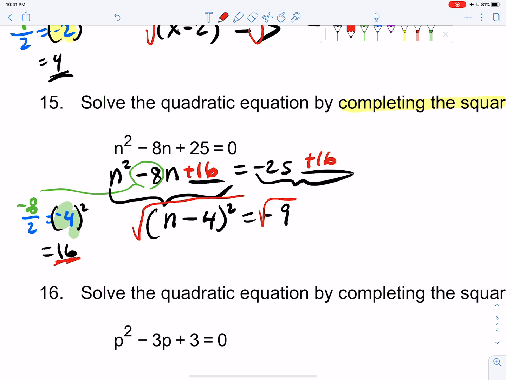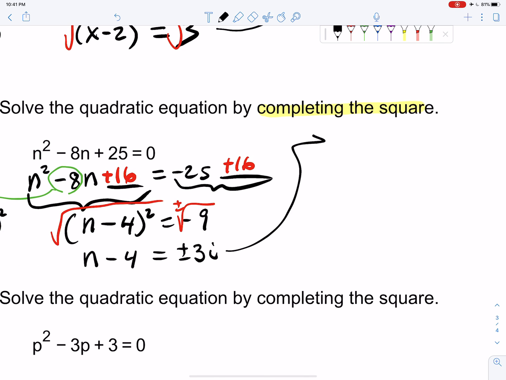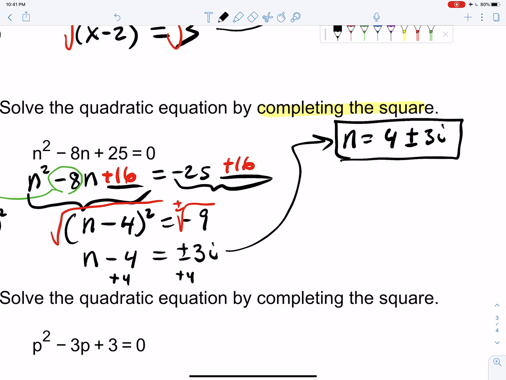But don't fear the negative under the radical, because we have that defined now. This is going to be n minus 4 equals plus or minus the square root of -9. It's just going to be 3i. Now this is a complex number. We must write our final answer as a complex solution. All we have to do is add 4 on both sides of the equation, and we get the real part is 4, and the imaginary part is plus or minus 3i. This gives us 2 solutions: 4 plus 3i, and the other one is 4 minus 3i.